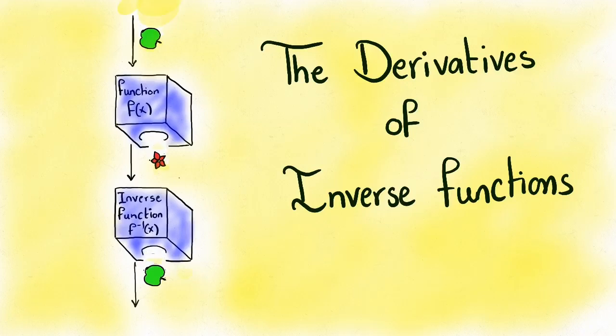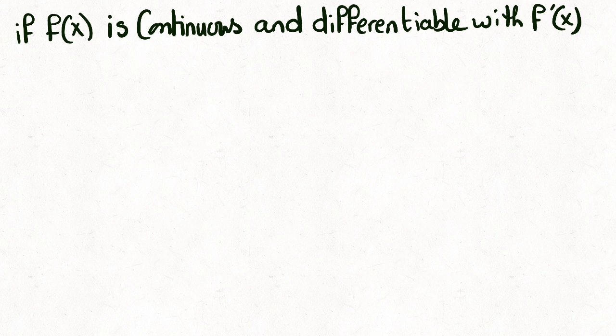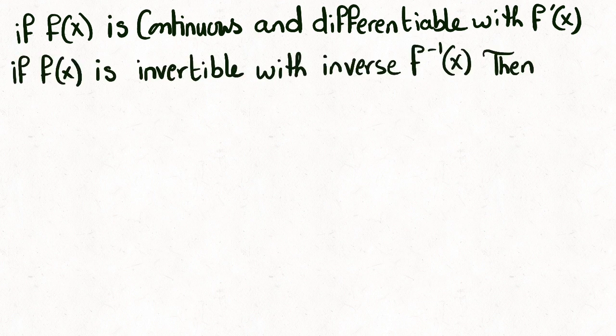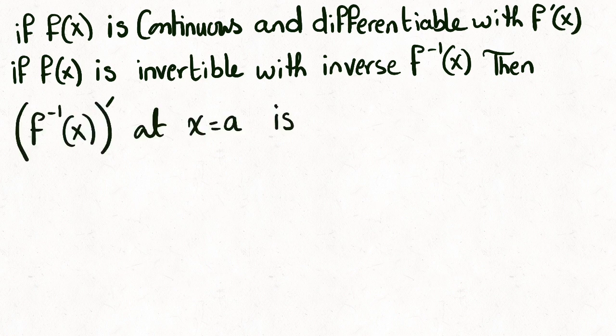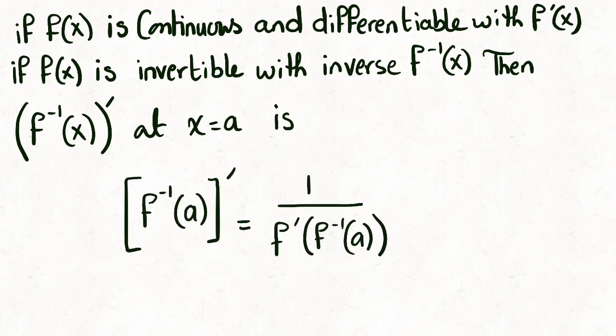The derivatives of inverse functions. To illustrate the rule, let us assume we have f of x that is continuous and differentiable with f prime of x as the first derivative. Now, f of x is also invertible and it has the inverse f inverse of x. Then, to find the derivative of f inverse of x at x equal a, all you have to do is say it is equal to 1 divided by the derivative of f at f inverse of a.